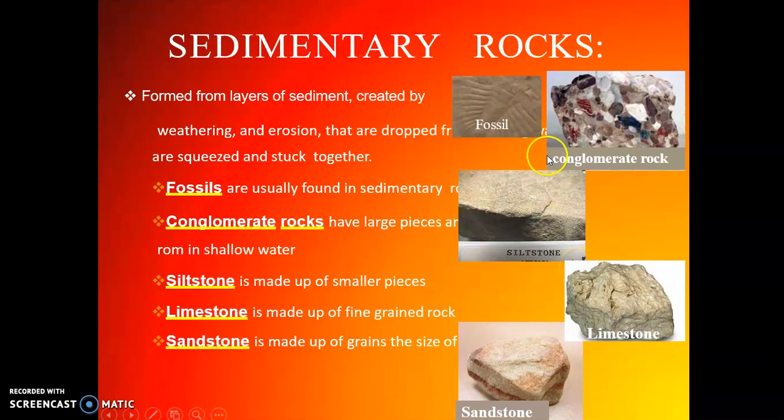Looking into sedimentary rocks, they are formed from layers of sediment created due to weathering and also soil erosion. Fossils are found in sedimentary rocks. Conglomerate rocks have larger pieces. They are in shallow water. Siltstone is made up of smaller pieces. Limestone is from fine-grained rock. And finally, sandstone is made up of grains of the same size.